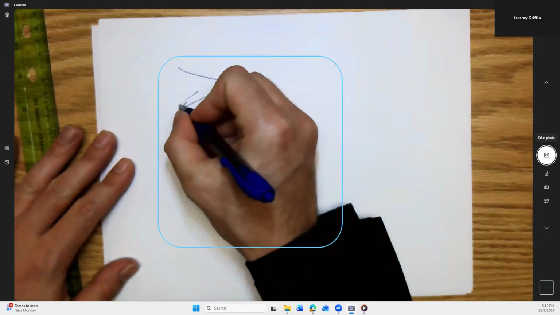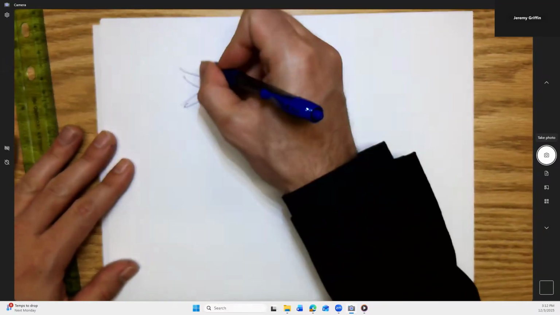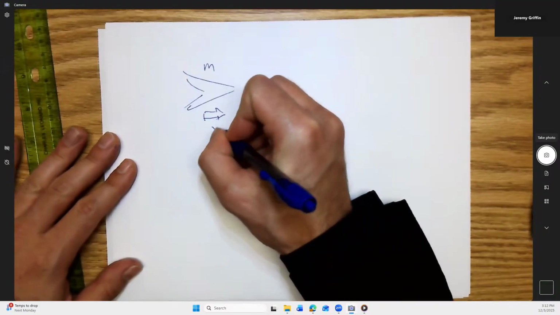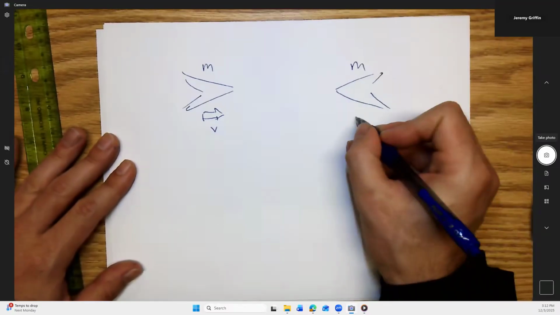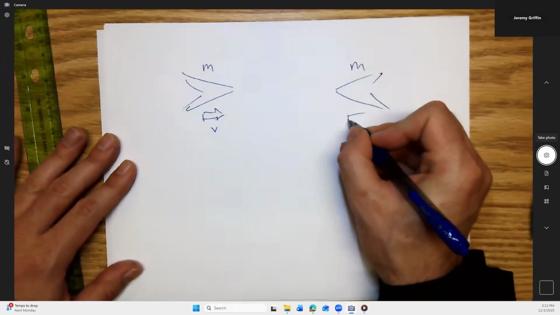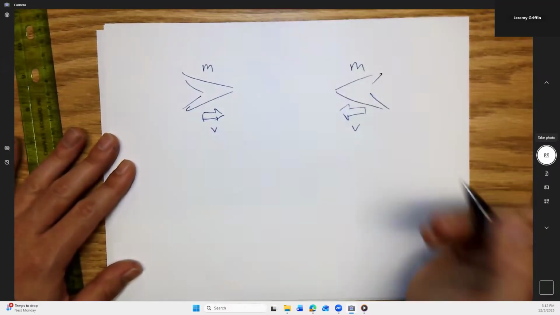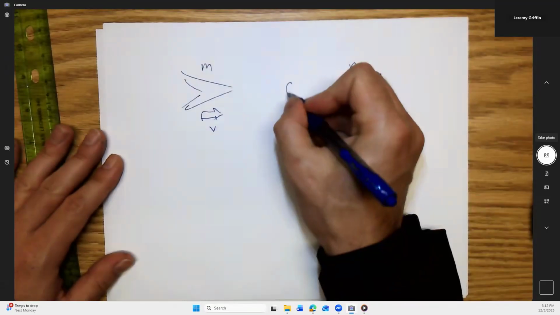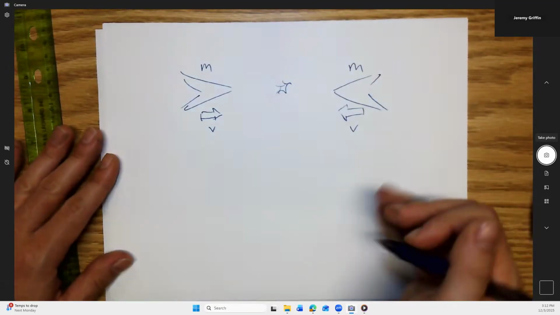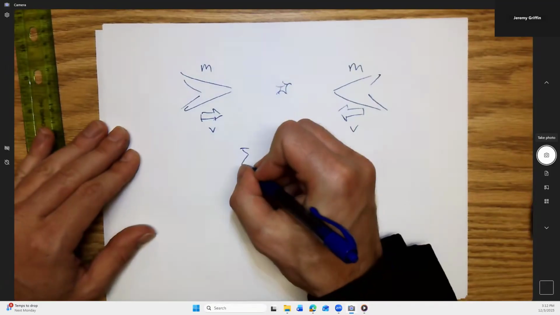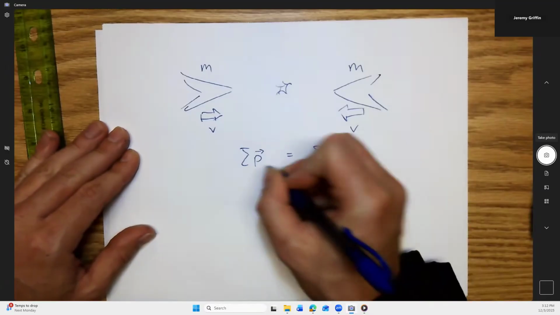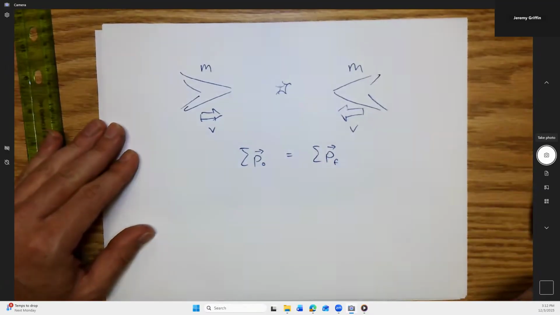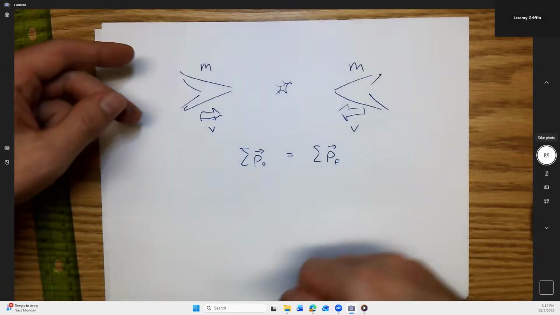Draw this out. So we got this glider with some mass and some velocity going to the right. And you got this glider with the same mass and the same speed, but it's going to the left. And these two are going to collide and stick together. Well, the guiding principle here for collisions is momentum is conserved. Initial, final.